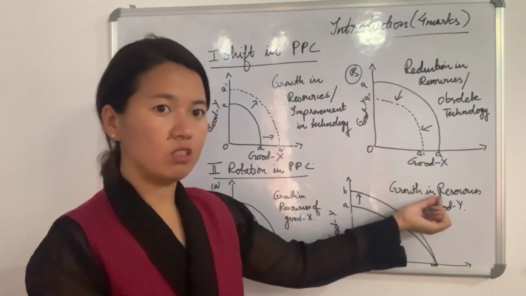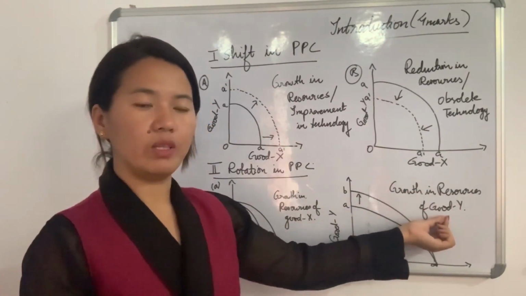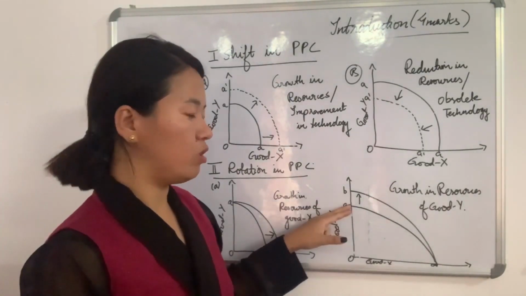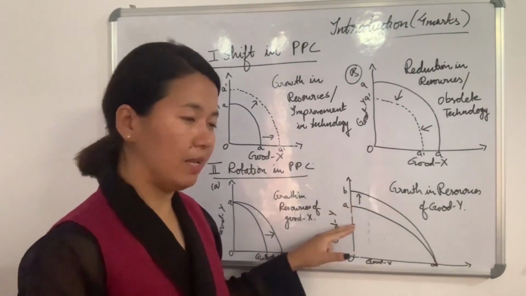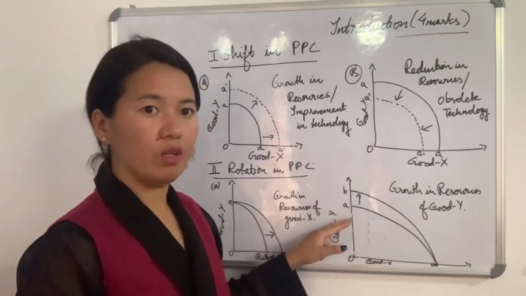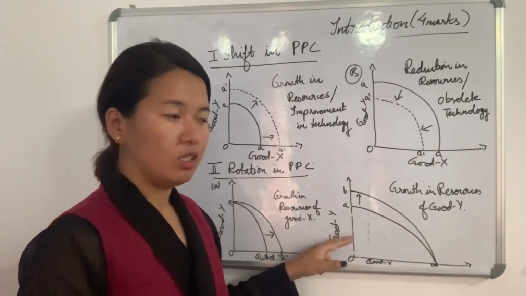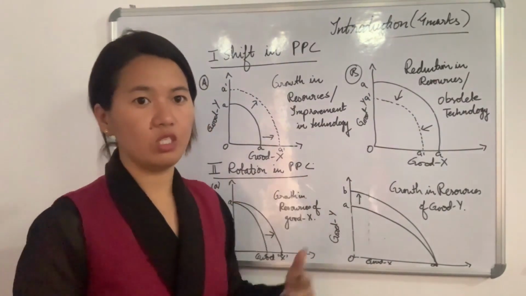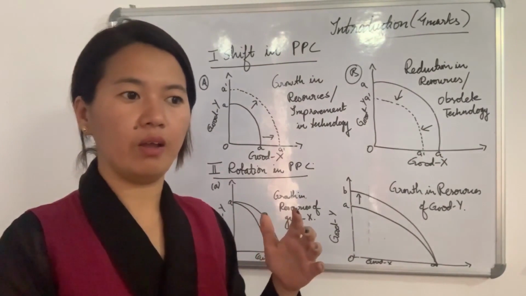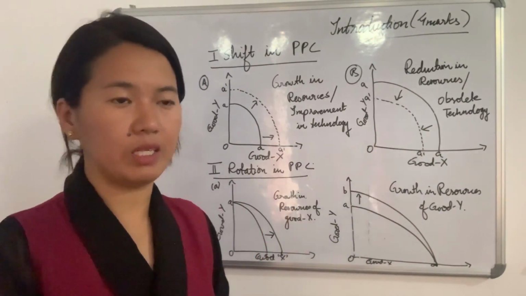And when there is a reduction in resources of good Y, the opposite happens. When there is a reduction in resources of good Y, or an obsolete or outdated technology in good Y, the producer will be able to produce less of good Y. That means the PPC will rotate downward. So this is the shift or rotation of PPC. It depends upon the performance of the resources and technology.